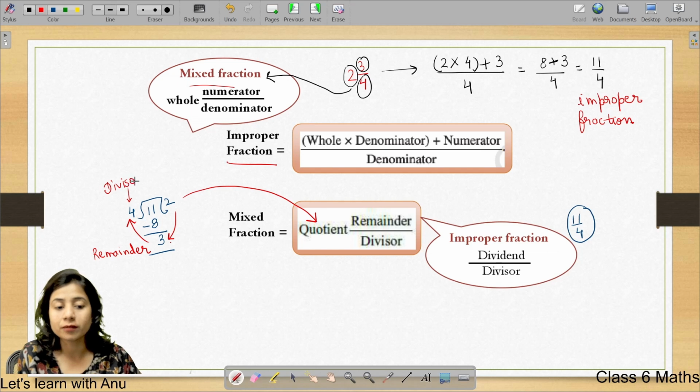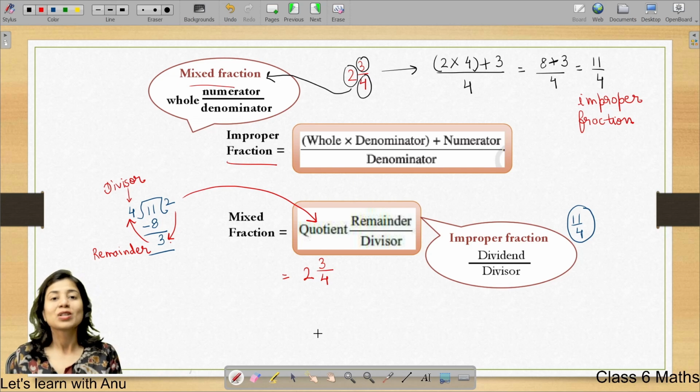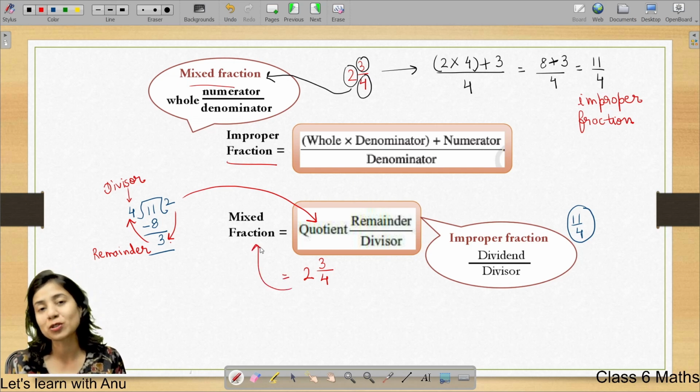This is very important to understand the terms, right? So in mixed fraction we will write 2 as quotient, remainder is 3, divisor is 4. So the mixed fraction comes out to be 2 3/4. I hope everyone is clear about it, class. So now let's jump into the exercise and solve it.